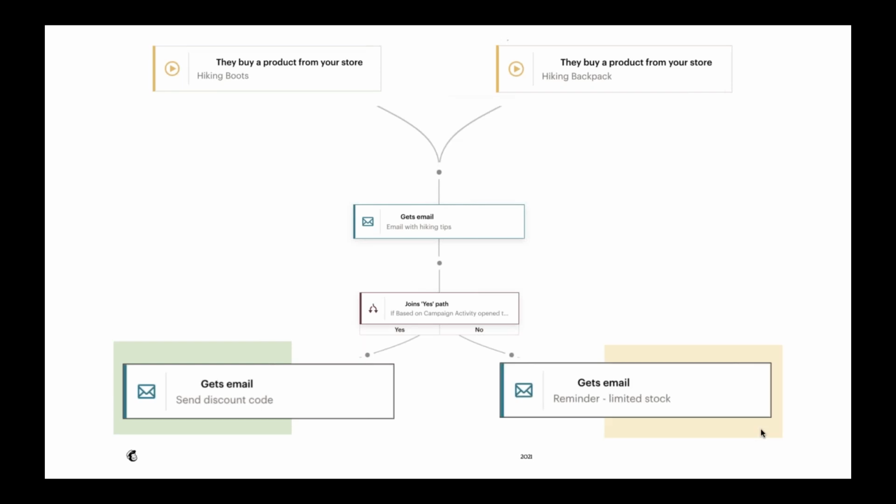And on the right here, we can send a message to everyone who didn't open the email with a reminder that we have limited stock and items are selling out fast. This branching if-else logic allows us to tailor our communications even further based on user behavior, which is a great way to increase open rates and increase engagement.